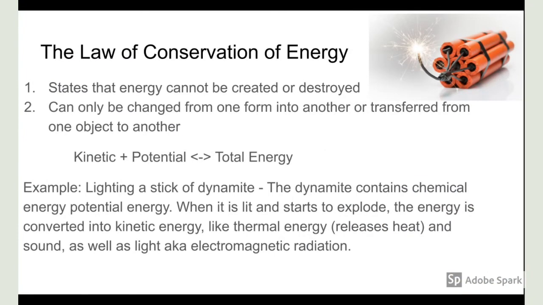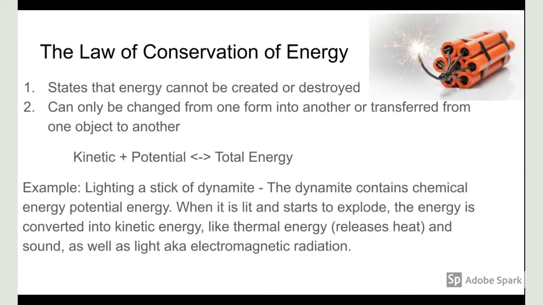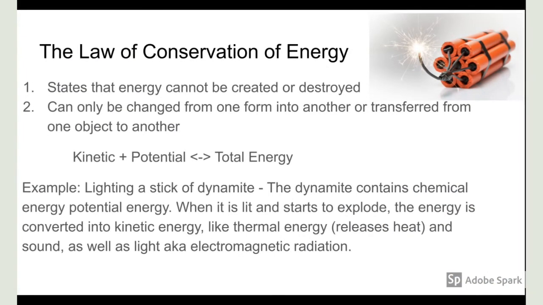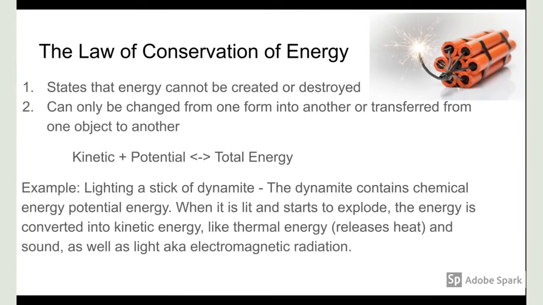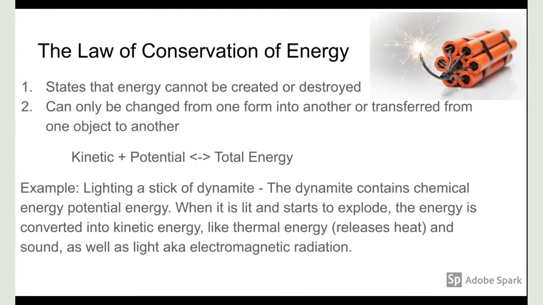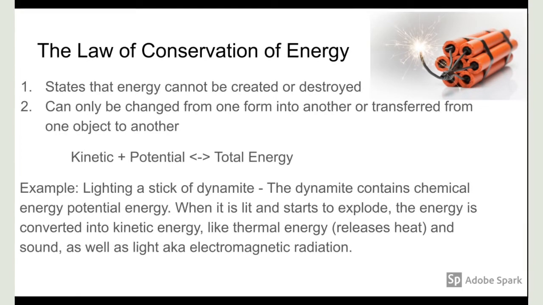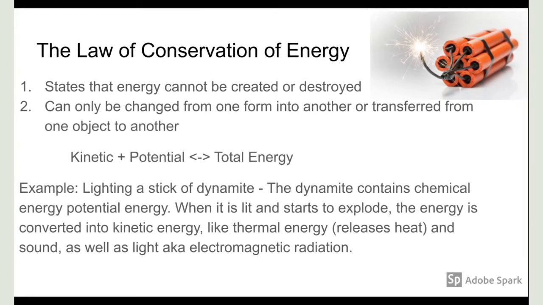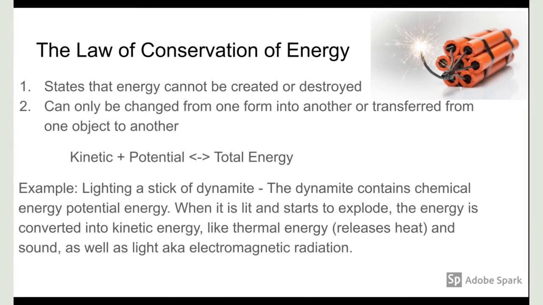The law of conservation of energy states that energy cannot be created or destroyed. Sounds kind of familiar, doesn't it? It can only be changed from one form into another or transferred from one object to another. Kinetic plus potential equals total energy.